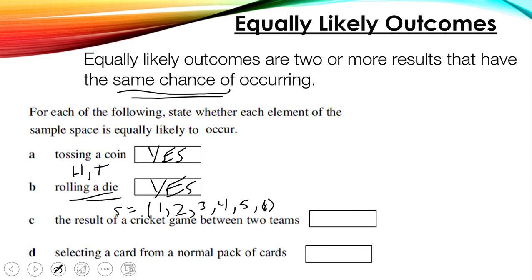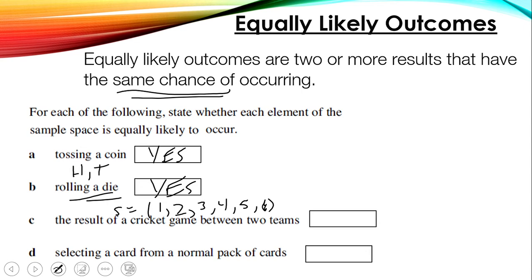Next one, the result of a cricket game between two teams. So initially you're probably thinking, well, you've got team 1 and team 2. So really, by probability, it would be very likely that they each have an equal chance to win the cricket game. But in reality, if you had a cricket game between a bunch of people who had no idea how to play, like myself, versus people who were professional cricket players, it wouldn't actually be a fair or equally likely chance to occur.